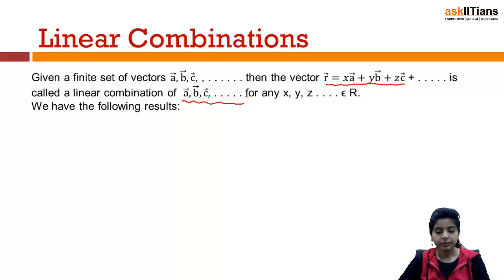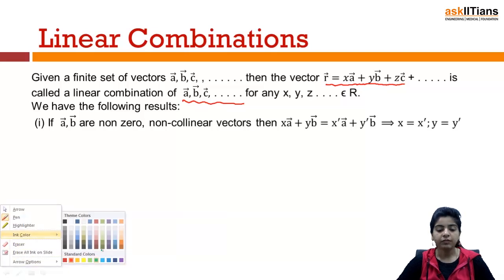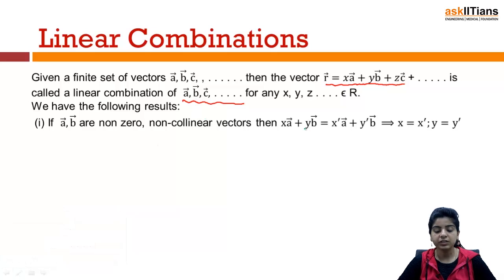So in case of linear combination we again have some results. If A and B are non-zero non-collinear vectors, then xa plus yb equal to x dash a plus y dash b would imply x is x dash and y is y dash. If A and B are given to be non-zero non-collinear vectors satisfying this condition, then you can deduce that x would be equal to x dash and y would be equal to y dash.